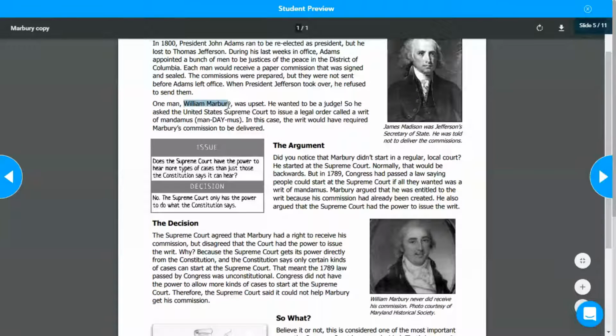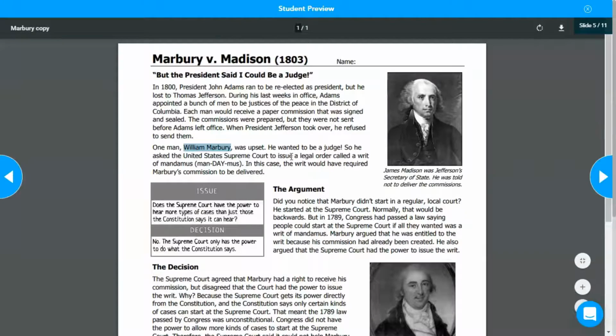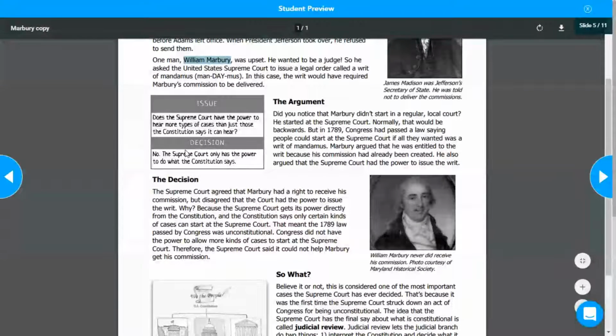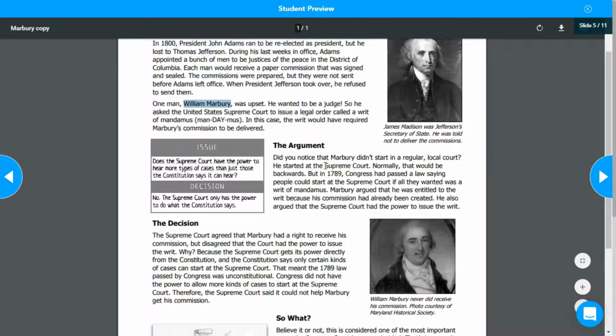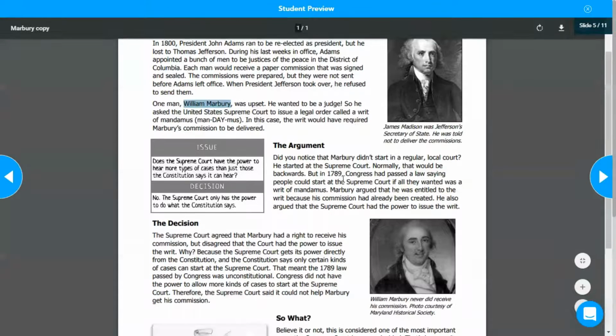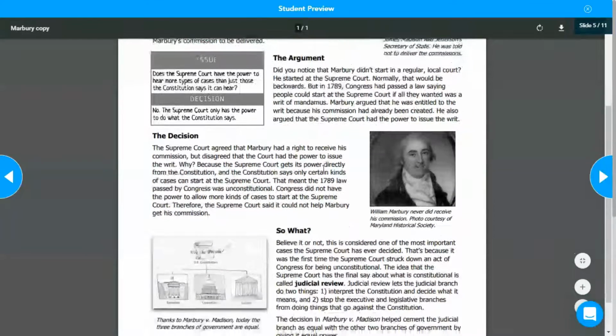Marbury was William Marbury, who was basically upset with James Madison. The issue behind this is the idea that the Supreme Court should have the power. William Marbury was upset because he wanted to be a judge, so he wanted the Supreme Court to order that he could work in the area of Washington, D.C. So at this point, you had an issue between William Marbury and James Madison.